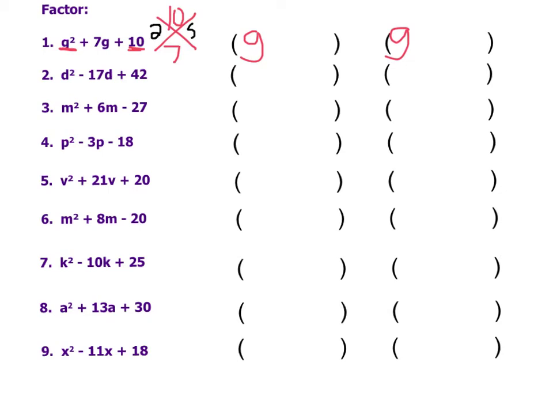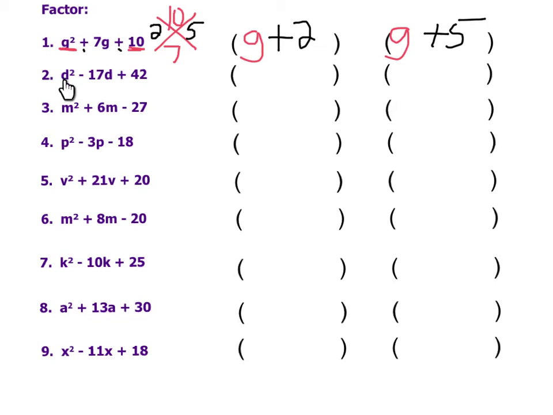2 multiplied by 5. 2 times 5 is 10, but if you add them, it's 7. So now they're both positive. So I'm going to say g plus 2, g plus 5. And it will work because 2 times 5 is 10, and 2 times g is 2g, 5 times g is 5g. Add those together, you get 7g. Let's try the next one.